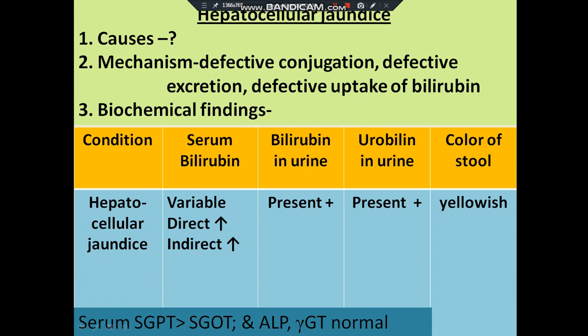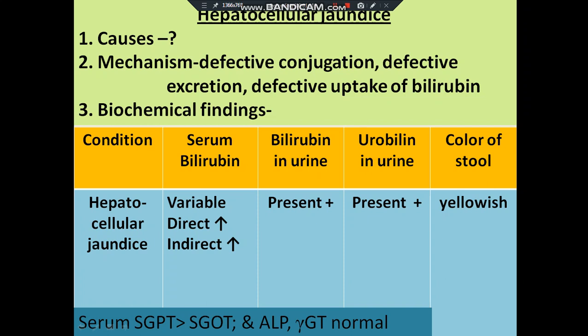Now, what is hepatocellular jaundice? The mechanism is defective conjugation, defective excretion, or defective uptake. If any of these three occurs, then hepatocellular jaundice is seen.